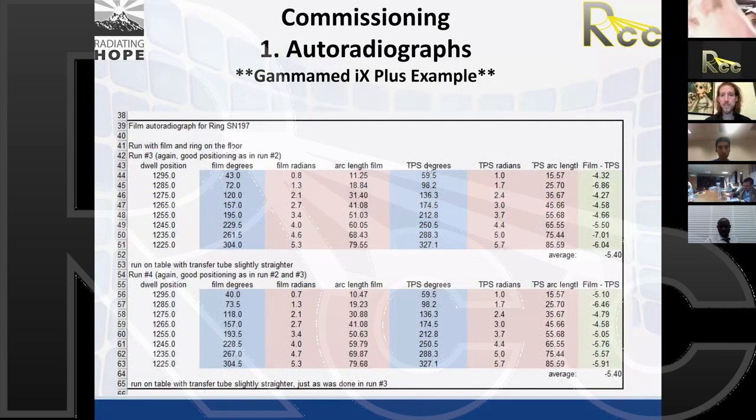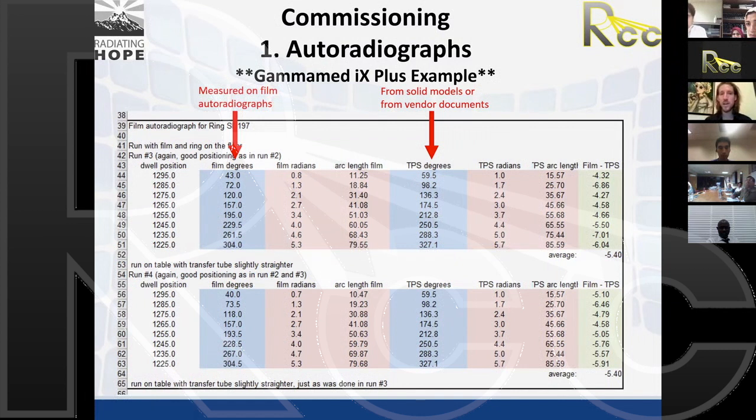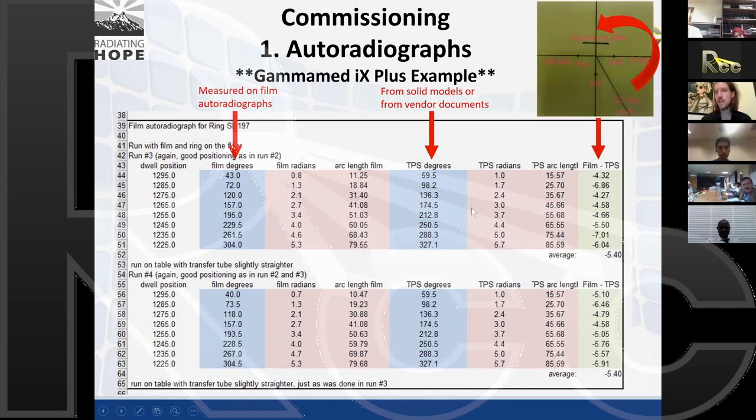And you can see here what I got from our solid model applicator files. As easy as that. Solid model, and just take the angles on our TPS, and I found the exact degrees that it should be for these dwell positions. Then I measured on the film. I drew those lines through each autoradiograph dwell position, and I got the degrees on my film. From that, I'm able to calculate arc length for each one, the source position measures versus treatment planning.